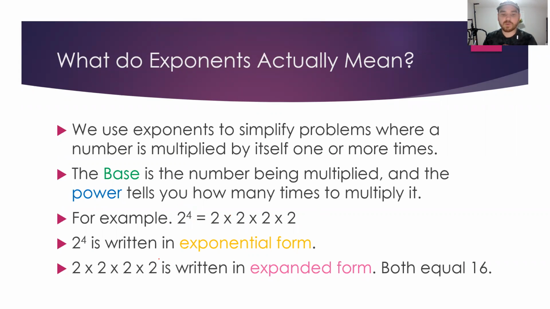2 to the 4th is written in what we call exponential form. That's also in yellow. That's a vocab word. It's part 1. We'll talk about that a lot. So basically, if you see a number raised to an exponent, it's in exponential form.